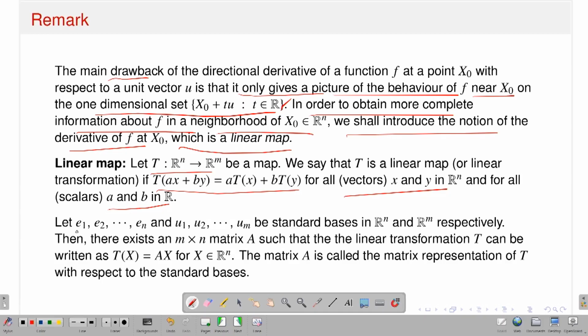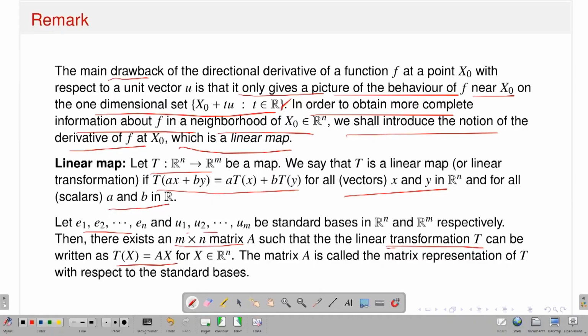There is another piece of information. Suppose you have R^n and R^m. Since R^n has an orthonormal basis consisting of n vectors, R^m has an orthonormal basis consisting of m vectors. If e1, e2, ..., en and e1, e2, ..., em are the standard bases in R^n and R^m respectively, then there exists an m cross n matrix A such that the linear transformation T can be written as Tx equals Ax. So, if I have a linear transformation T from R^n to R^m, then there exists an m cross n matrix such that T of x is exactly equal to the action of the matrix A on the vector x.